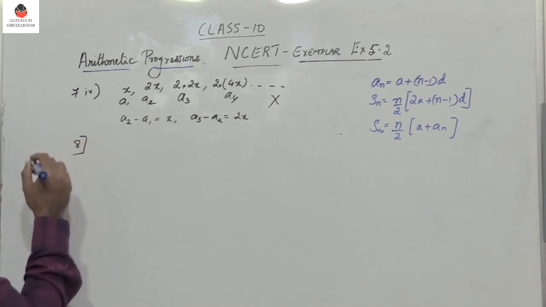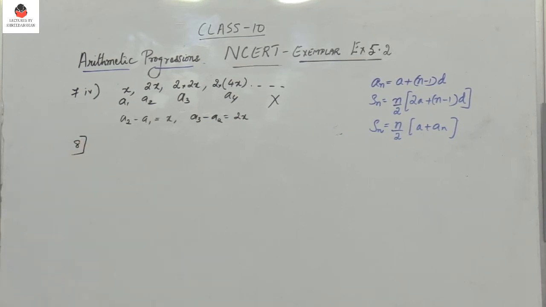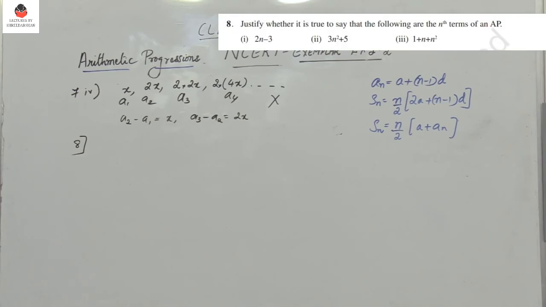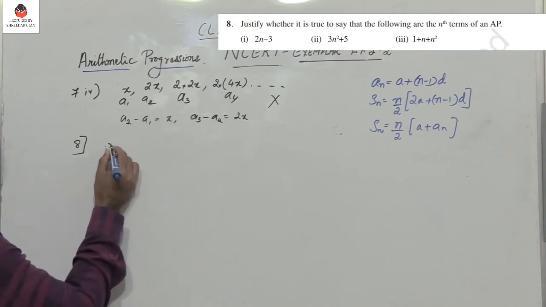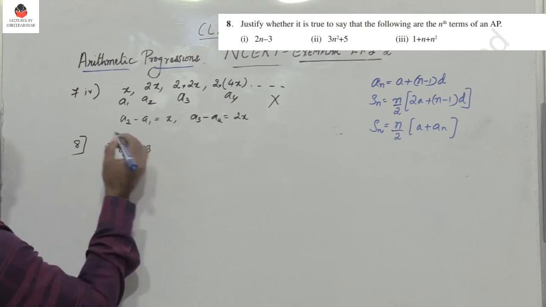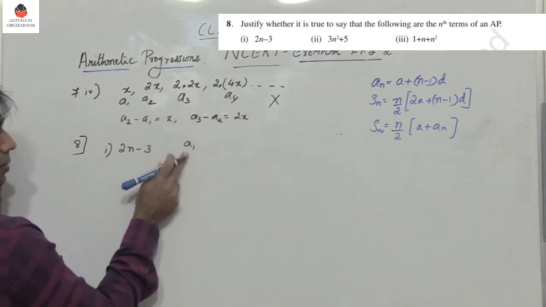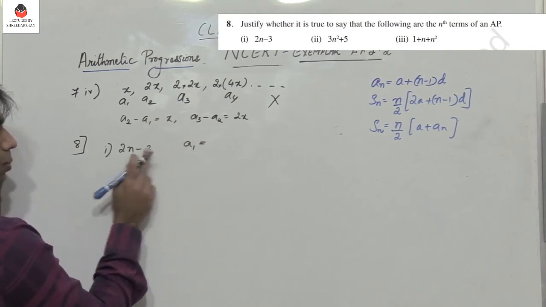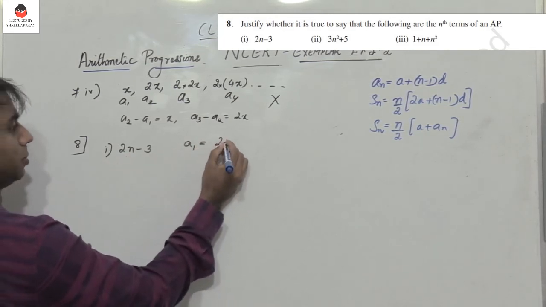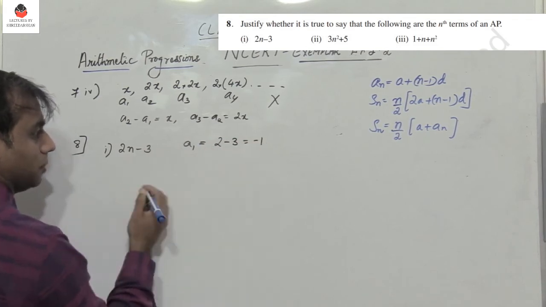Moving on to question 8. Justify whether it is true to say that the following are the nth terms of an arithmetic progression. So first one, 2n minus 3. Let me find the first term. To find the first term, a1, put n equal to 1. So 2 minus 3 equals minus 1.